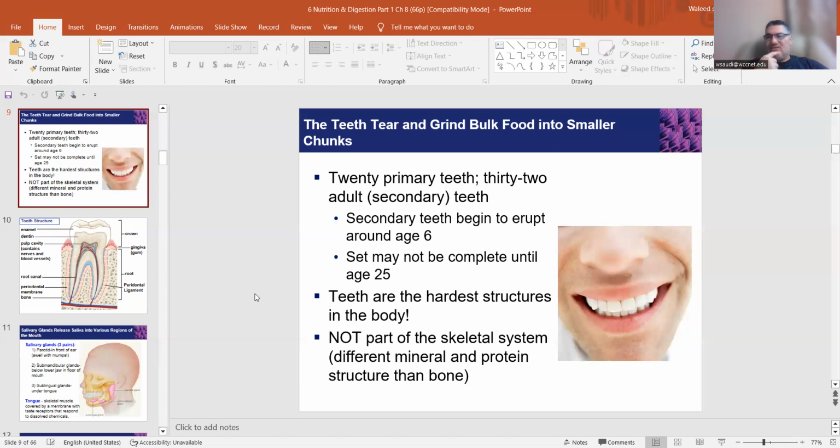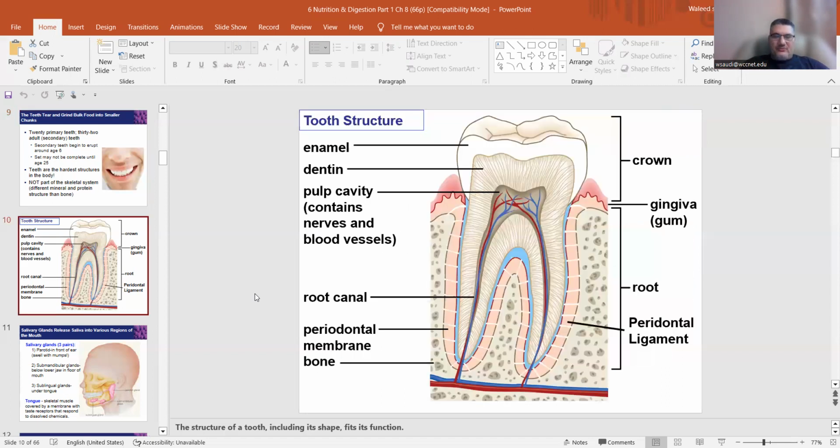You have 7, 7, 7, 7. And if you have the wisdom teeth, it's 8, 8, 8, 8. The total is 32. Should it be 32? No. In adults, it's 28 or 32. 28 if you don't have the wisdom teeth yet. If you have it, it's going to be 32.